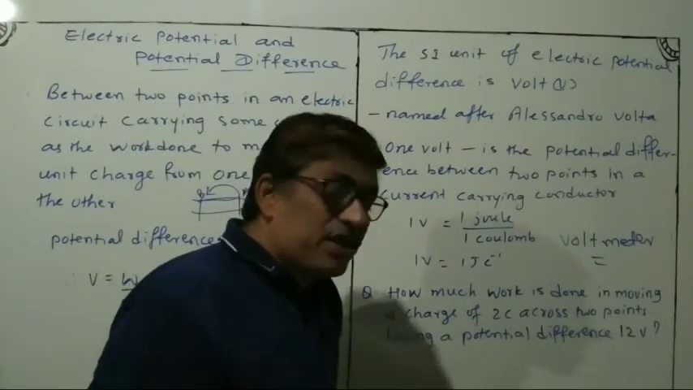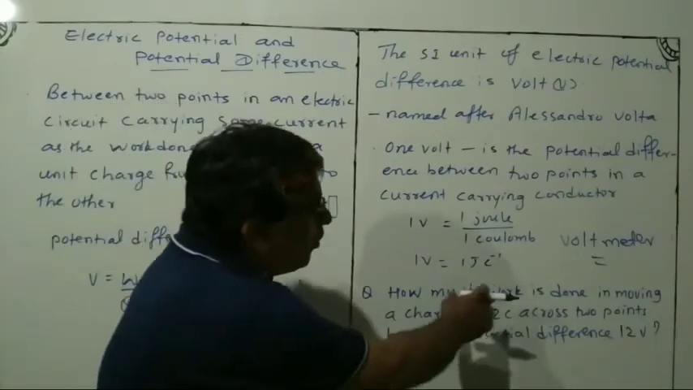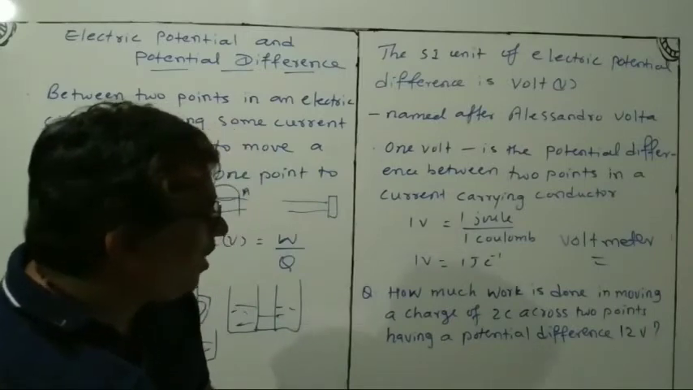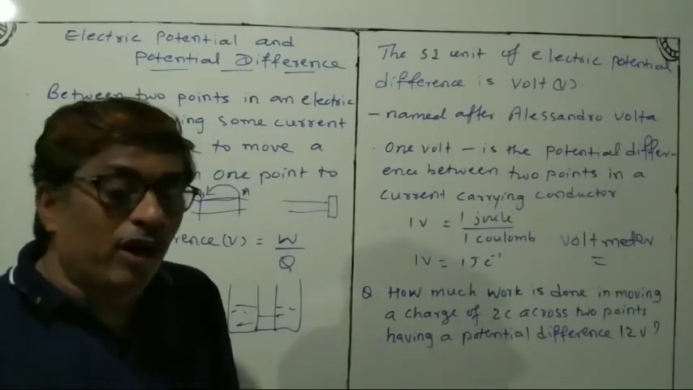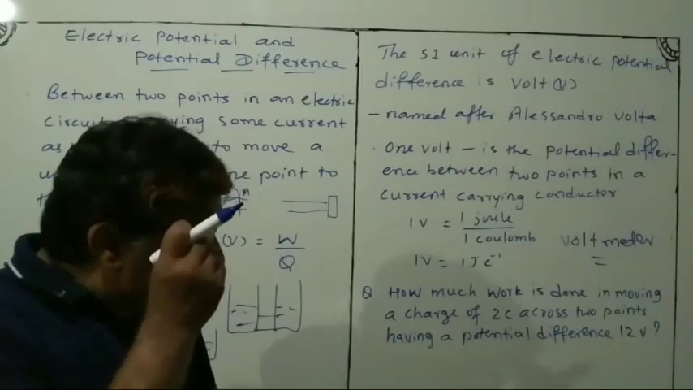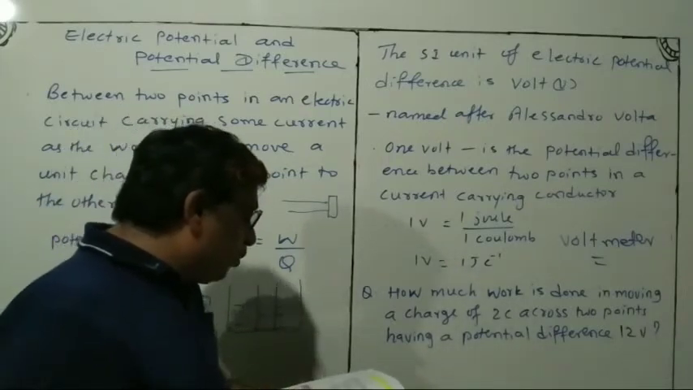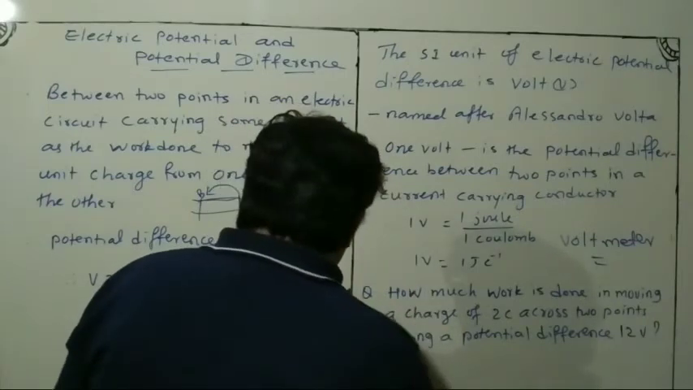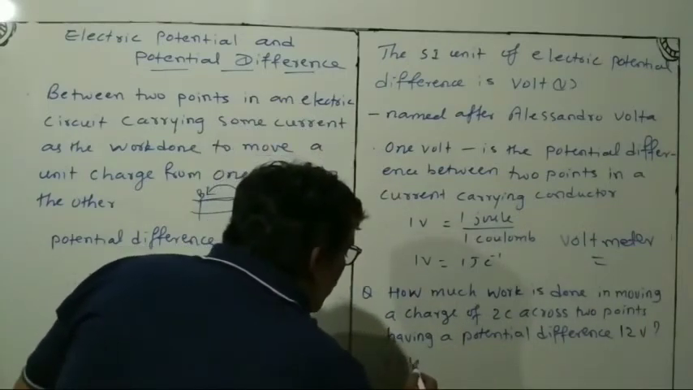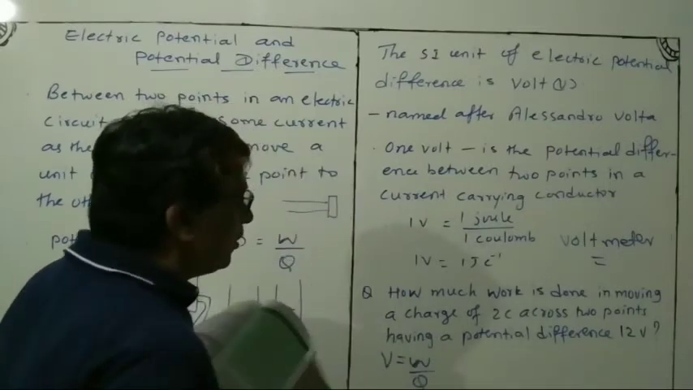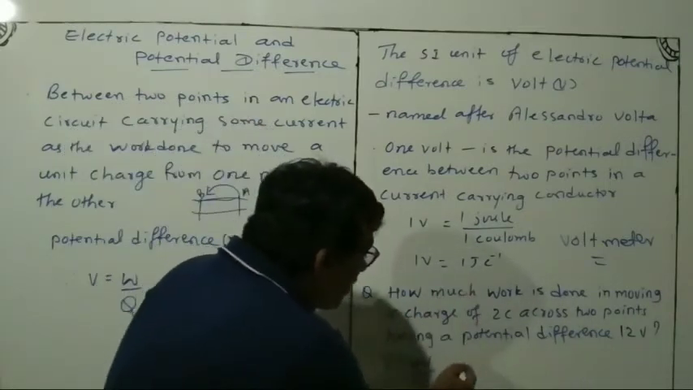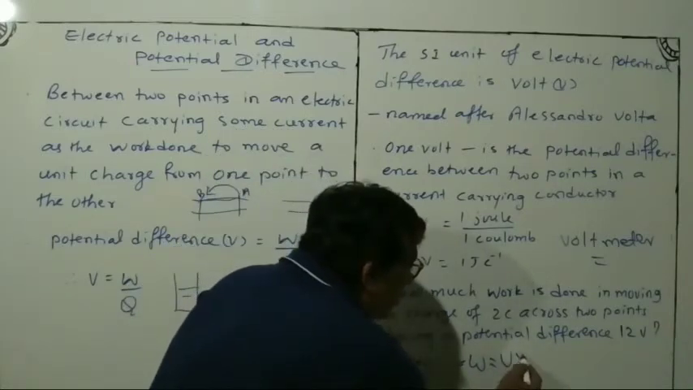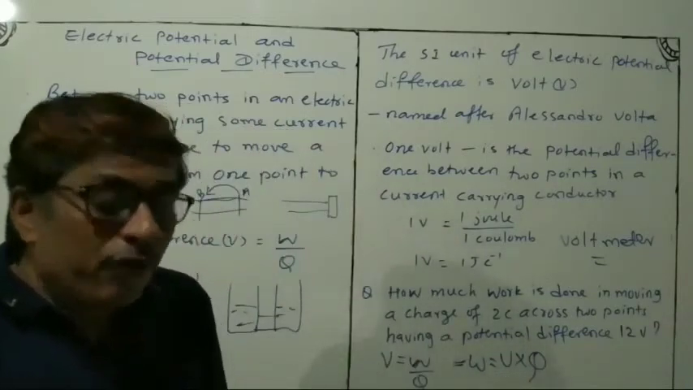Now, here one question is given, dear students. How much work is done in moving a charge of 2 coulomb across 2 points having a potential difference of 12 volt? You know that V is equal to W upon Q. Here W is asked, so W is equal to V multiplied by Q.